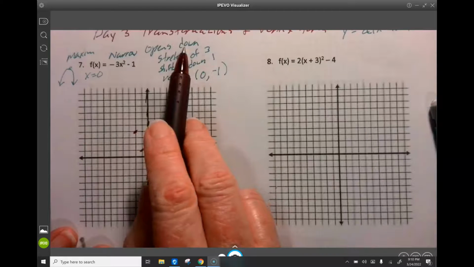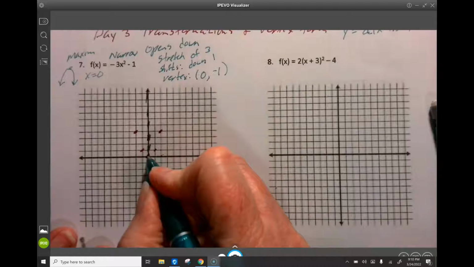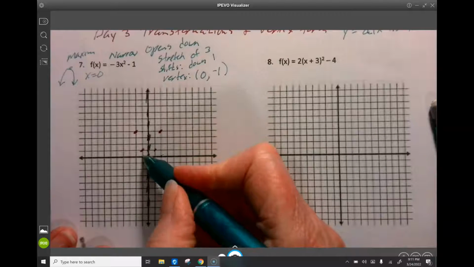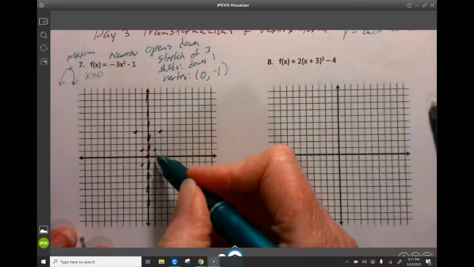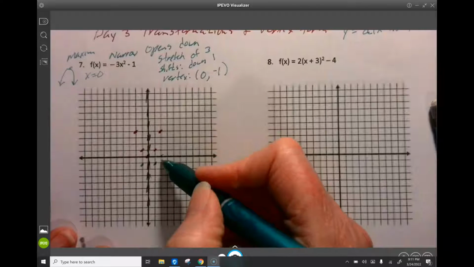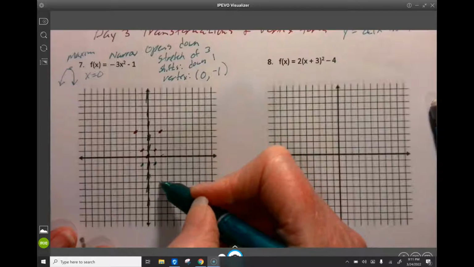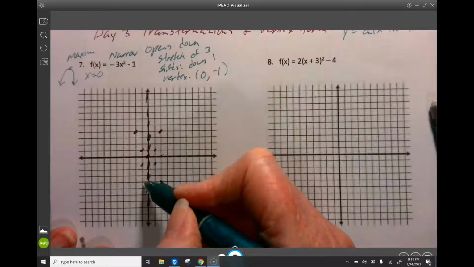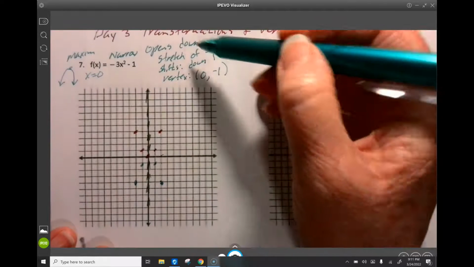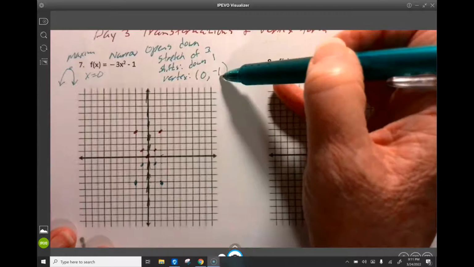Now we know that it opens down, so we're going to have to flip this puppy over. So 0, 0 stays. I'm going to flip it over, so if I'm up 1 here, I'm going to be down 1 there. Up 1, down 1. And also that axis of symmetry. So I'm up 4, so I'm going to be down 4. 1, 2, 3, 4. And then by using my axis of symmetry, I know I'm going to go to the other side. So I've opened down, stretch of 3 I haven't done yet, and I haven't done the shift.